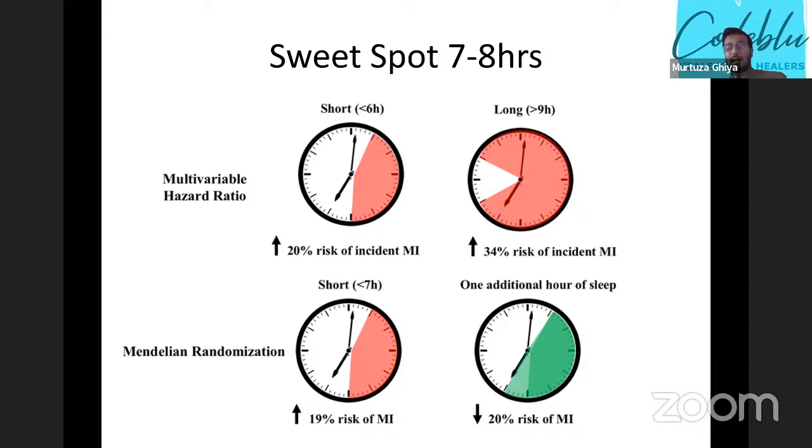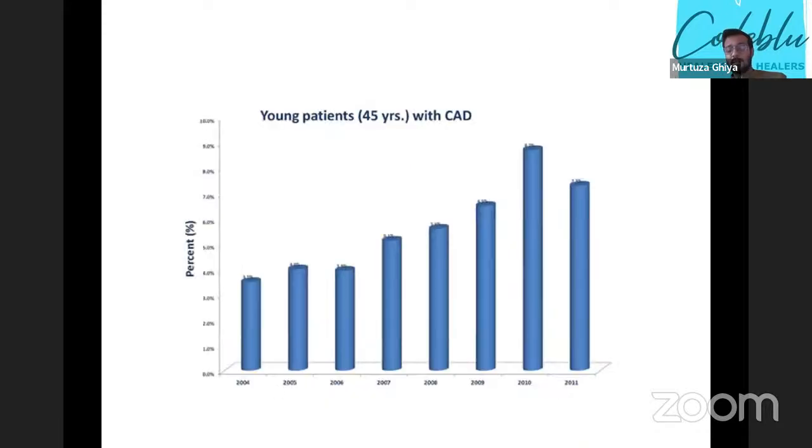You still have a 19% risk for MI, which then means you could take 1 extra hour and go on to 8 hours of sleep. That's between 7 to 8 hours of sleep. You show that maximum green 20% reduction of MI, which means that if you go above 9 hours, again, the risk builds up. However, through the Mendelian randomization, it was told that the sweet spot was between 7 to 8 hours. Please remember that number. We're going to revise it at the end of this discussion.